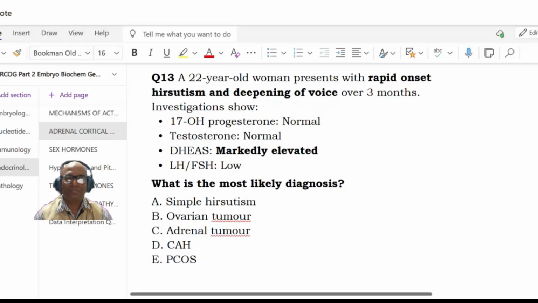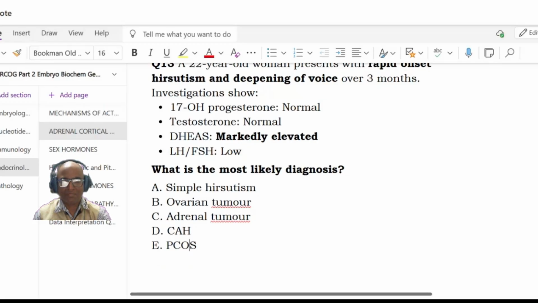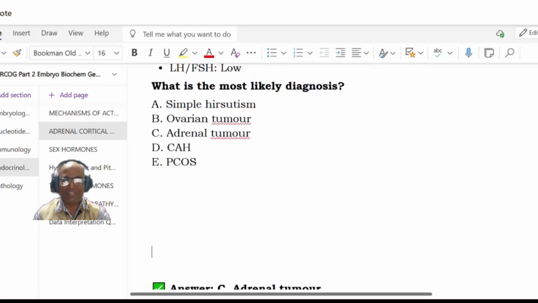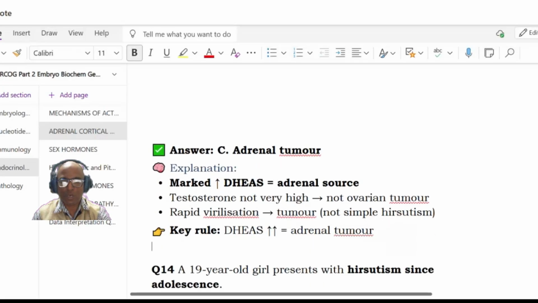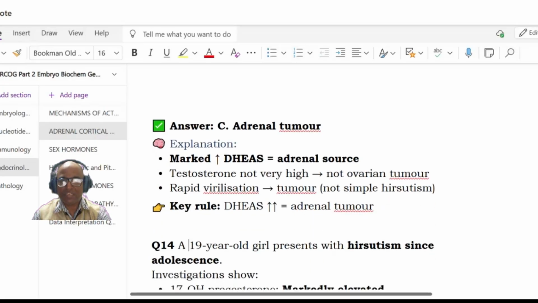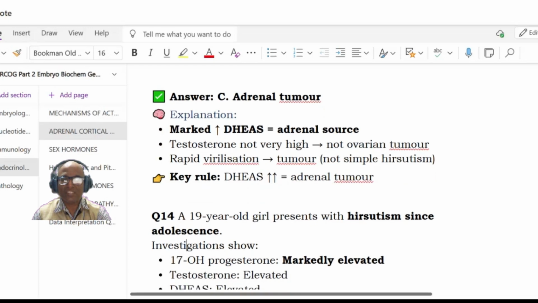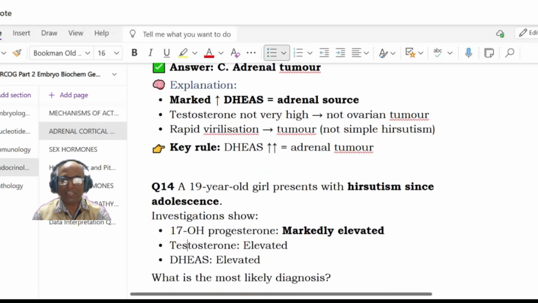Option C, adrenal tumor. DHEAS is a specific marker of the adrenal, and it is markedly elevated, so it is an adrenal tumor. Marked increase in DHEAS points to an adrenal source. Testosterone is not very high, so not an ovarian tumor. Rapid virilization is suggestive of a tumor, not simple hirsutism. Key rule: DHEAS tremendously increased, think of adrenal tumor.